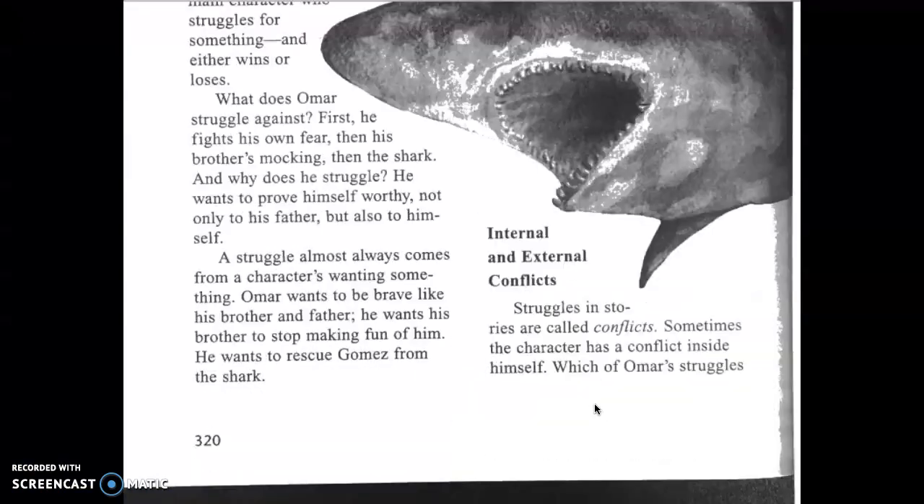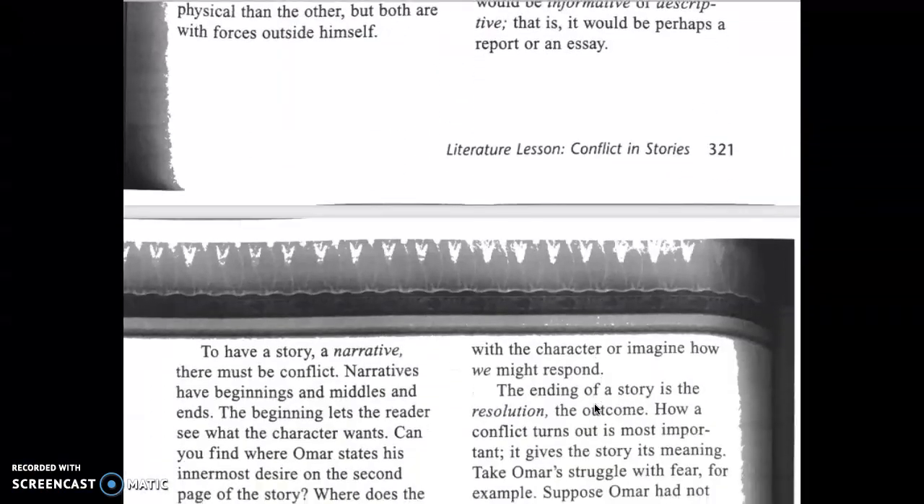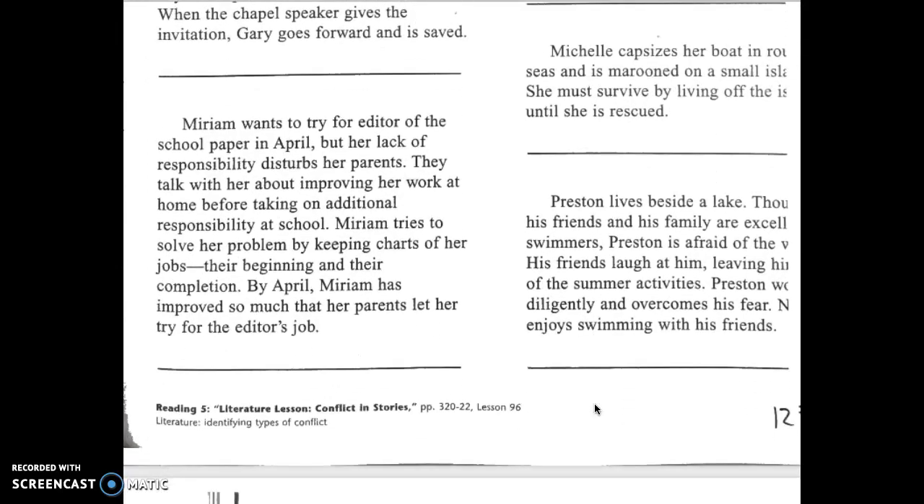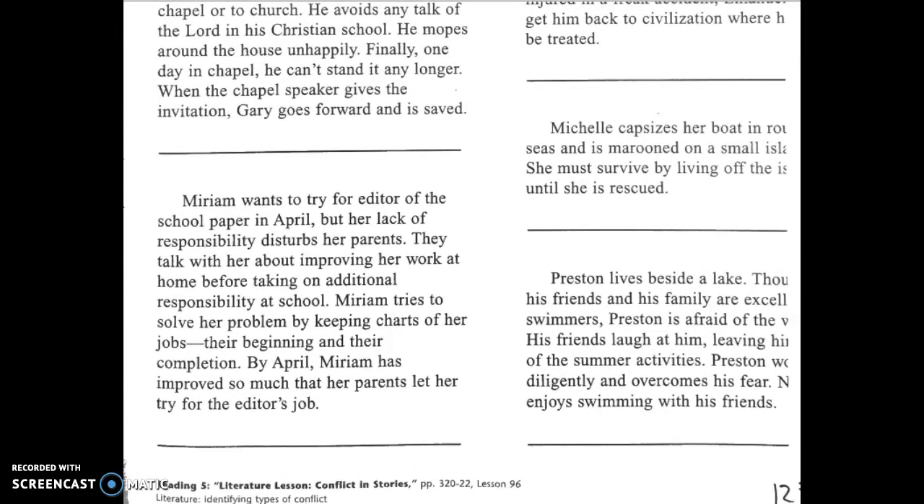Looks like this has a giant shark in the front. And our textbook scan looks like this, right? Okay, let's go ahead and get started.